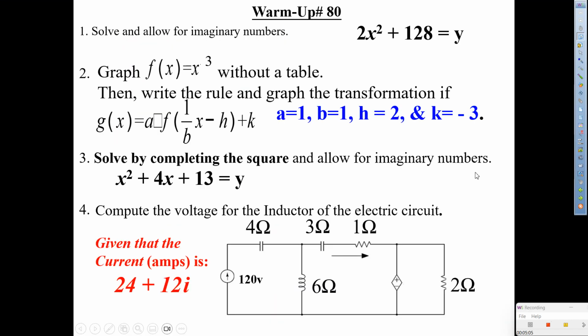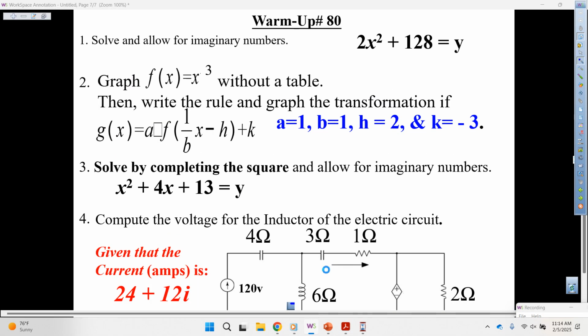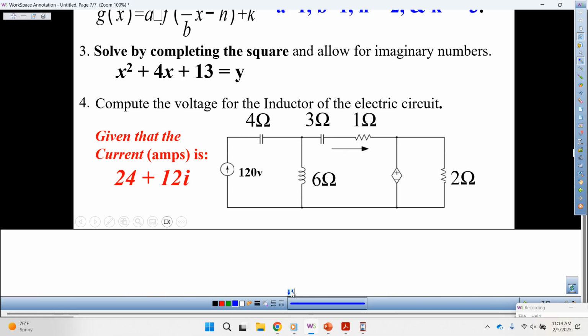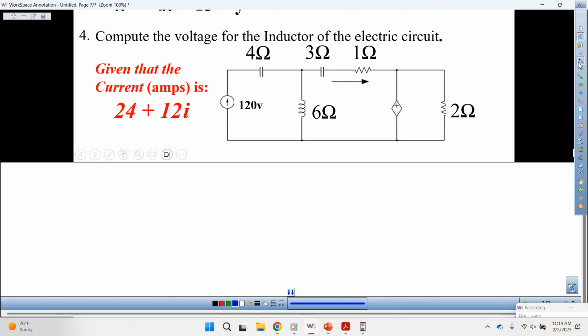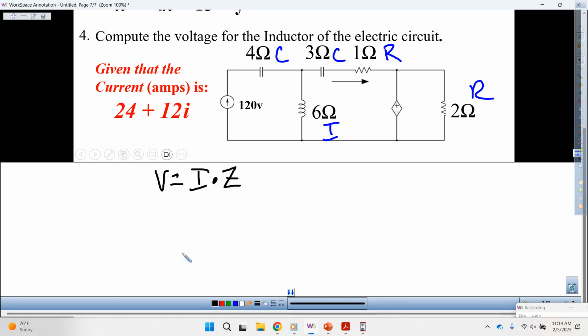Let's go to number 4. For number 4, they want us to find the voltage going through the inductor. So if you will label this: capacitor, capacitor, resistor, resistor, inductor. So we write our formula. V equals I times Z. V equals parentheses times Z. Inside the parentheses for I, we write 24 plus 12i.